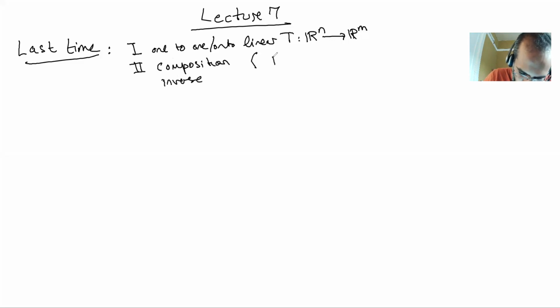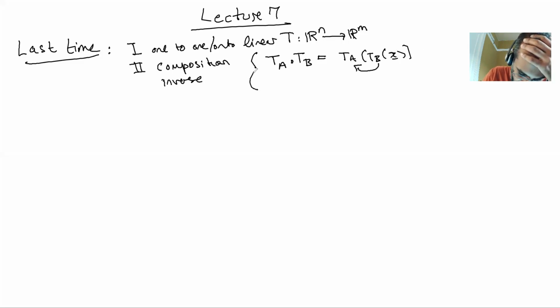So composition, remember, was literally if you have 2 transformations, TA and TB, then TA of TB is just defined as TA applied to TB. And one thing to keep in mind here is that you write TA of TB, but first you apply B, then you apply A. Which makes sense when you write it this way.